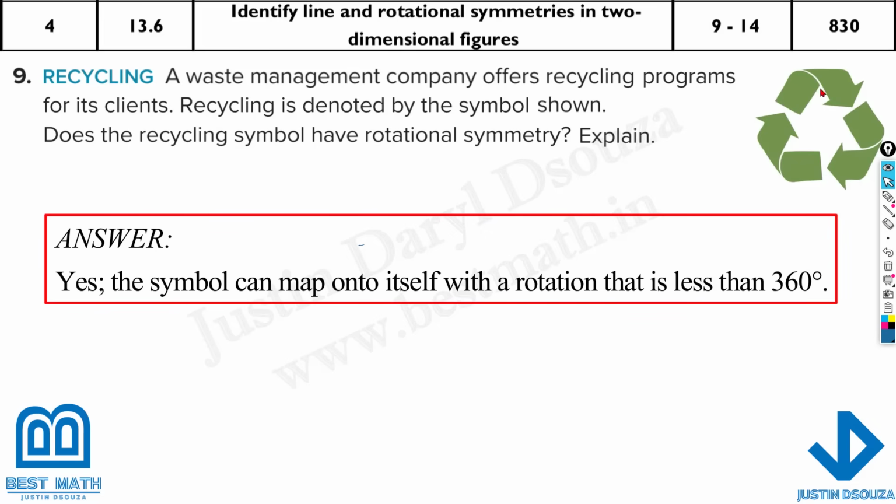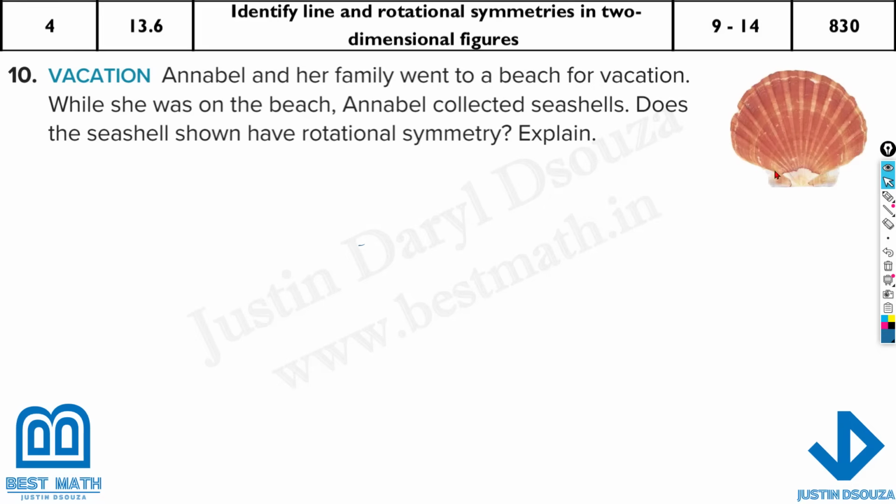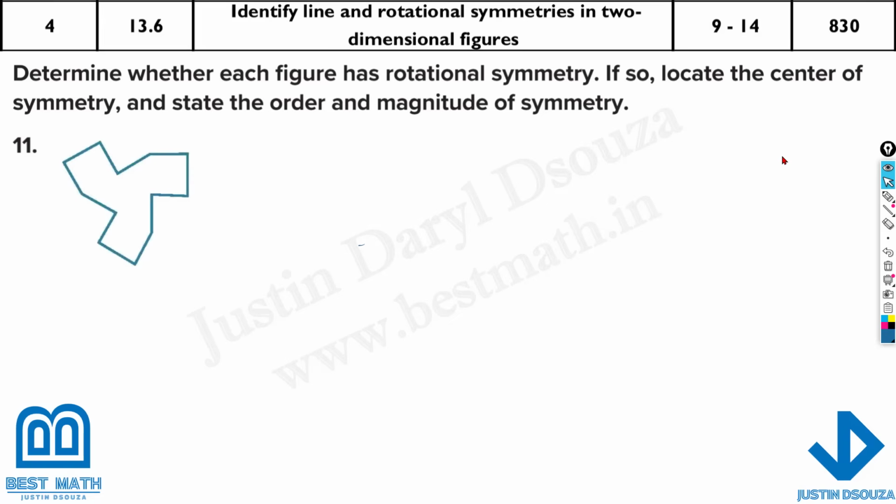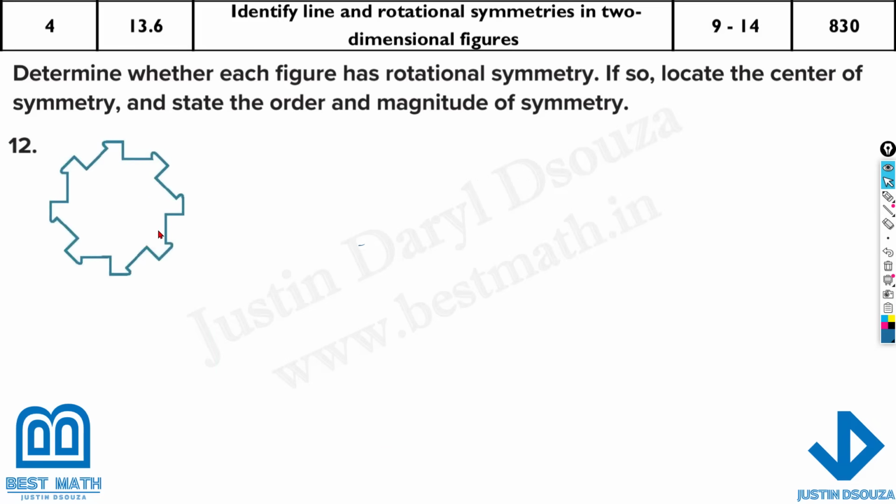Same over here, yes, this has 3 same shapes. So yes, it'll be possible. 1, 2, 3. Over here they have just asked yes or no. Yes, by rotating within less than 360 degrees, you'll get the original shape. That's every 120 degrees here. What about this? This no, we just saw it. And this is 3, yes, at every 120 degrees.